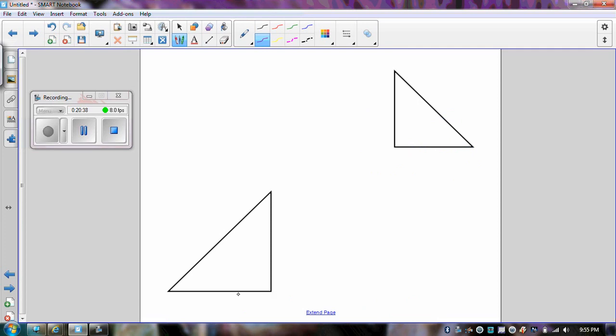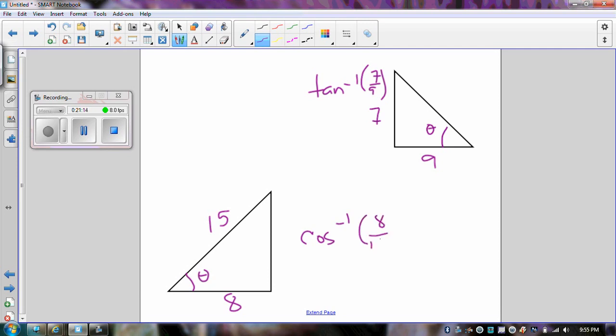However, in some problems, you don't have a choice. For example, let's say I wanted you to solve for theta, and I give you the values of 7 and 9. And I don't give you the hypotenuse. Since I don't give you the hypotenuse, in this example, I'm only given an opposite and an adjacent. So I'd have to use inverse tangent and then plug in 7, which is the opposite, over adjacent, which is 9. And then let's say for this example, if I wanted you to solve for theta and I gave you 15 as the hypotenuse and let's say 8 as the adjacent. For this one, I'd have to use inverse cosine, and it would be 8 over 15. So it just depends on what they give you as the problem.